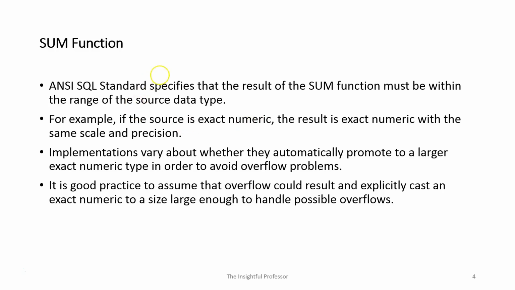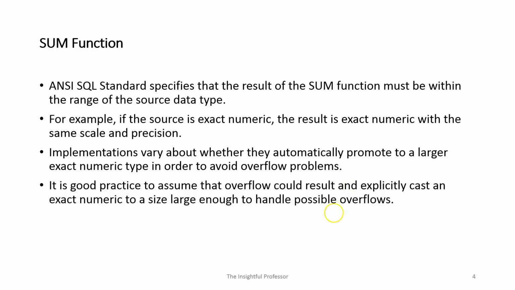Now, if the source is exact numeric, such as an integer or a decimal, the result is also exact numeric. And if it's decimal, it has the same scale and the same precision. What we're concerned with here is, suppose you have integer as your data type being passed to the sum function, and these values are already rather large integers. And when you perform the sum, the total exceeds what can be represented with the integer data type. Well, that's a concern that we have.